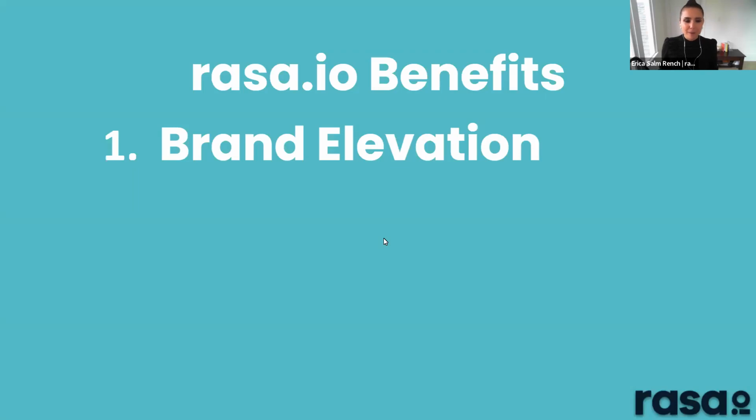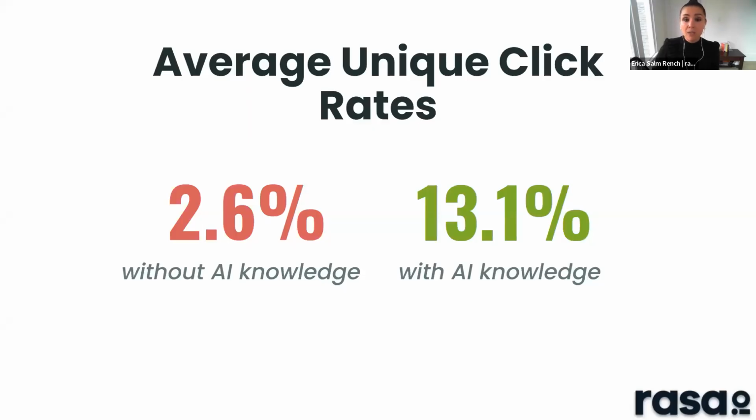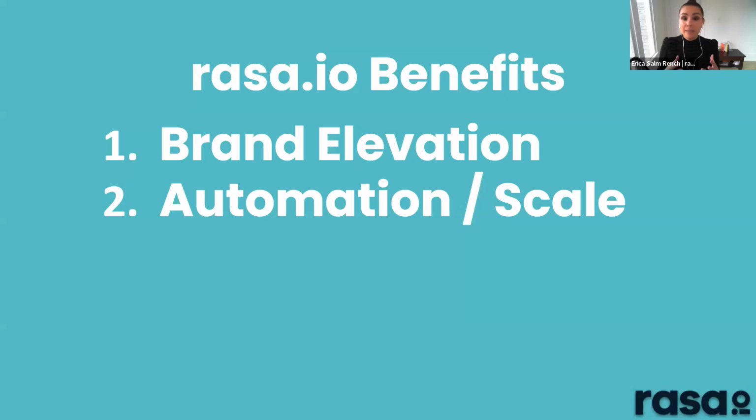So what are the benefits of all this? Well, for one, brand elevation. You're sending out more personalized content that's going to get greater engagement. We find that when we start to collect data on folks, those folks are going to engage at much higher rates. And then we lead with the AI, of course, and the personalization, the recommendations, the algorithm.